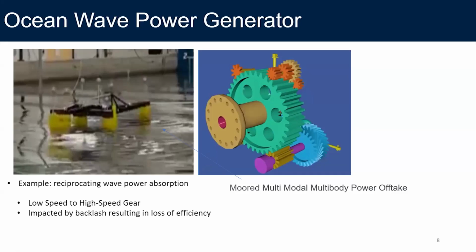So for that kind of application, it's preferable to have a direct drive machine at a lower speed to capture the power, whereas if you have a gearbox, you lose part of the power due to the backlash issue.